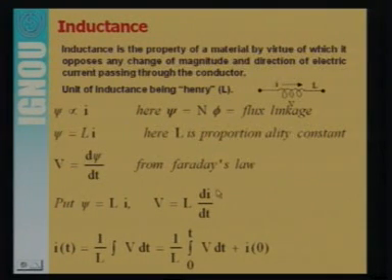Similarly, we can get the value of I from this relation. At any time t, the current through the inductor can be given by 1 upon L times the integration of V dt. In time form, we write this as 1 upon L times the integration from 0 to T of V dt, plus the initial value of the current. This gives the current at any time t, and at initial time it is the initial value of the current.